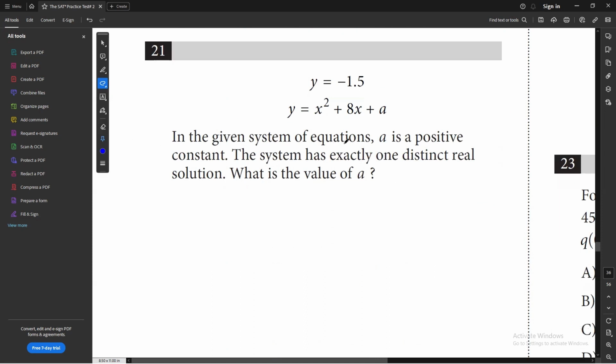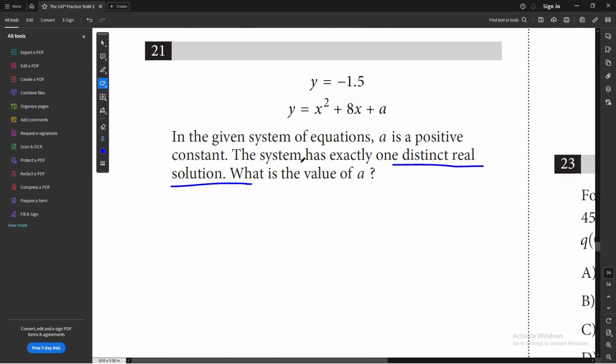In the given system of equations, a is a positive constant. The system has exactly one distinct real solution. This is the crucial information in this question. If you skip this part, you're literally not able to solve this question. You're not going to be able to solve it. What is the value of a?